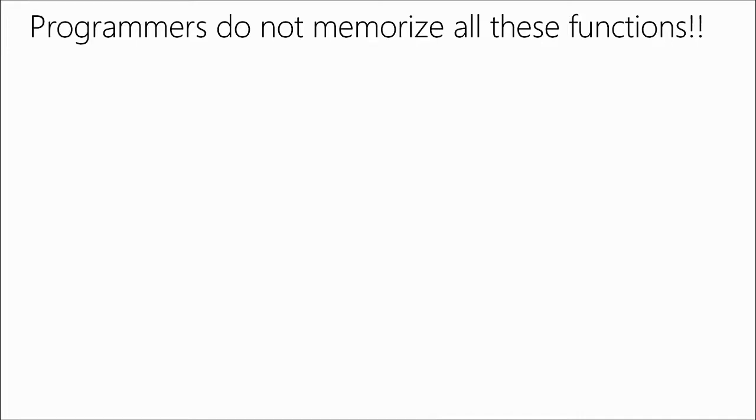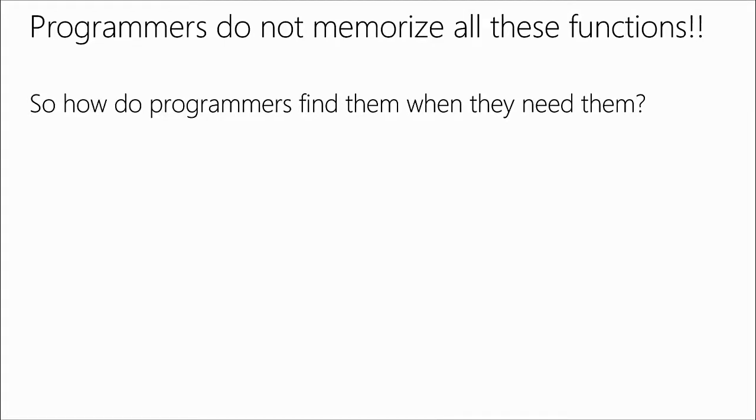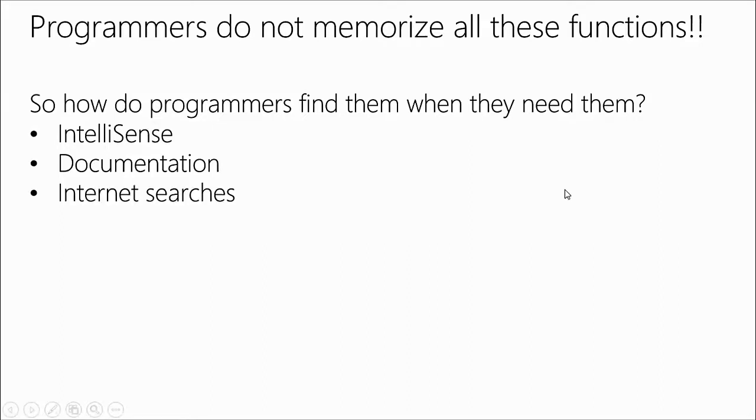Now again, we're not going to memorize everything. So how do we go in and find them? IntelliSense, and honestly, IntelliSense is great, probably the best. When in doubt, type the name of the variable, hit dot, and see what pops up. Exactly. There is documentation. F1 can help you. And then, of course, internet searches. Absolutely. Stack Overflow, Bing, yeah.